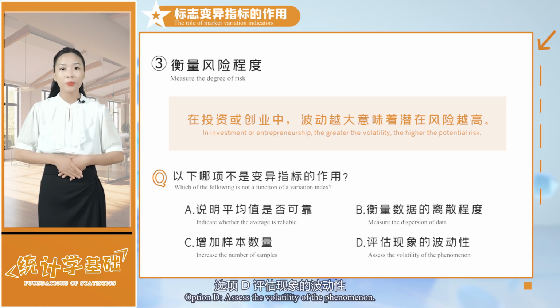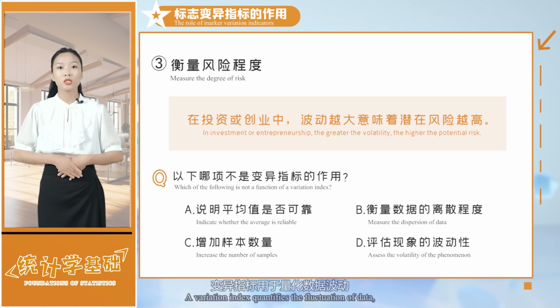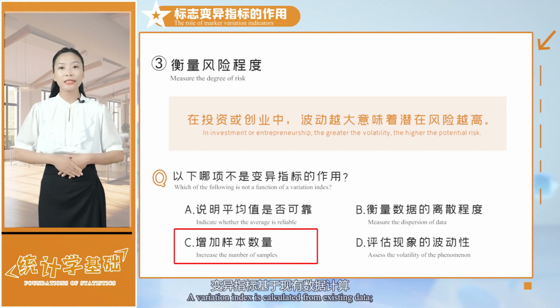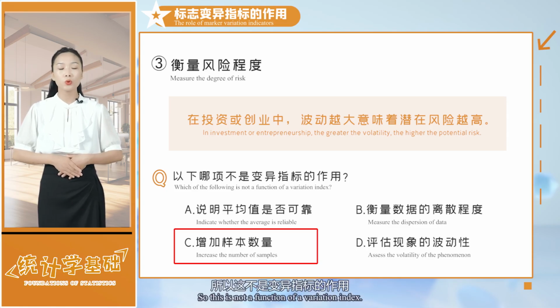Option D, assess the volatility of the phenomenon. A variation index quantifies the fluctuation of data, so this is also a function. Now option C, increase the number of samples. A variation index is calculated from existing data. It cannot increase the sample size, so this is not a function of a variation index. Therefore, the correct answer is C.